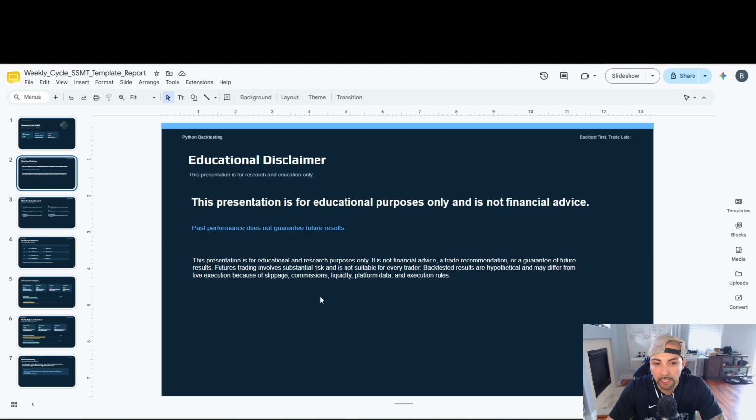And so here's a quick disclaimer. This presentation is for educational research purposes only. It's not financial advice, a trade recommendation, or a guarantee of future results. Futures trading involves substantial risk and is not suitable for every trader. Backtested results are hypothetical and may differ from live execution because of slippage, commissions, liquidity, platform data, and execution rules.